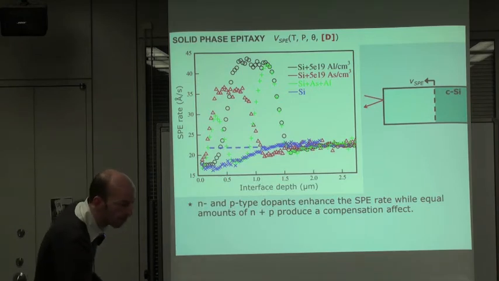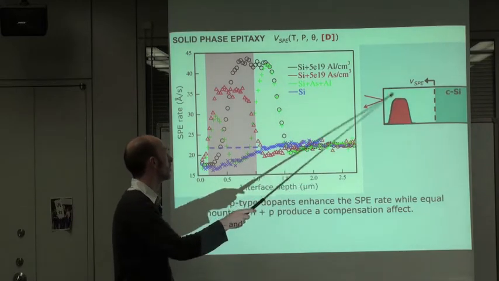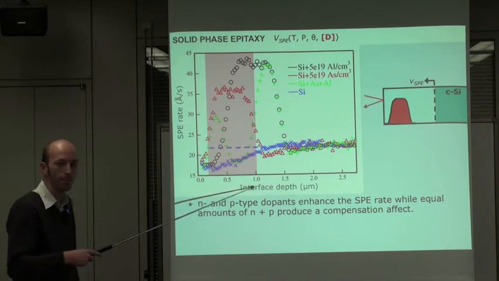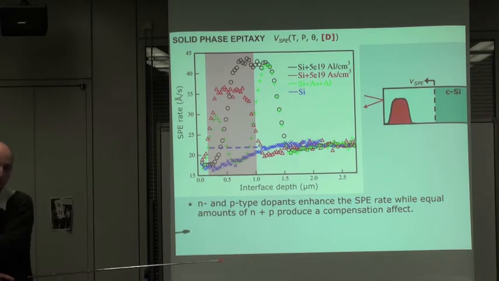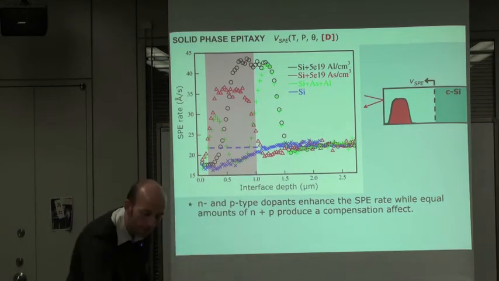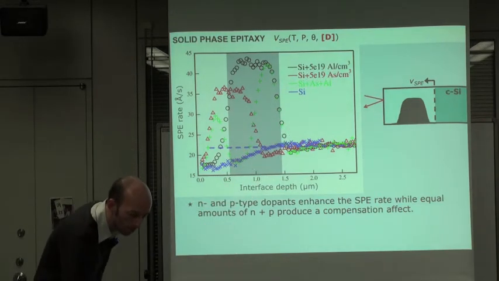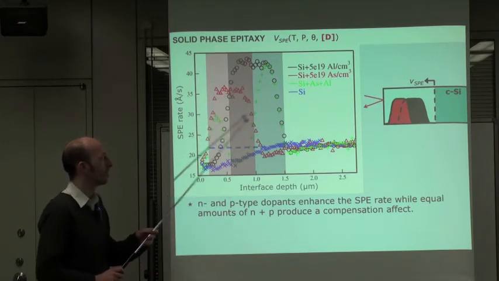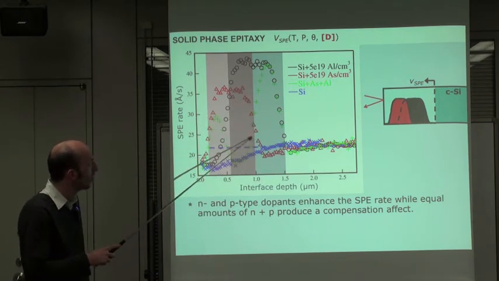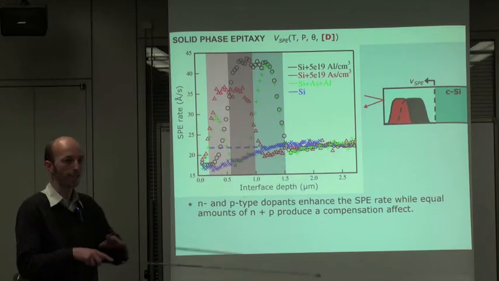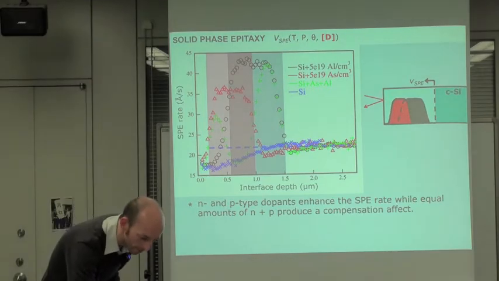So for example, if you have arsenic in the amorphous region, then this is the velocity versus the depth. The red ones are enhanced. The SPE rate speeds up as it goes through the arsenic profile. And the same occurs for aluminium, which is a p-type dopant. But if you have both of them in there at the same time, then you'll get a compensation type effect. So that's the green line, and the enhancement is cancelled. So this suggests that it's dependent on the Fermi level.